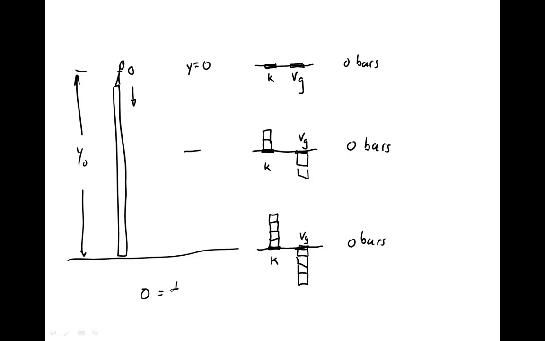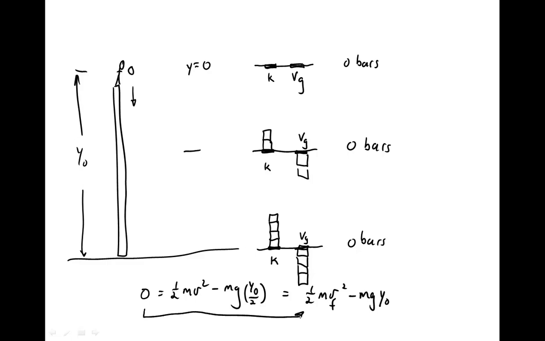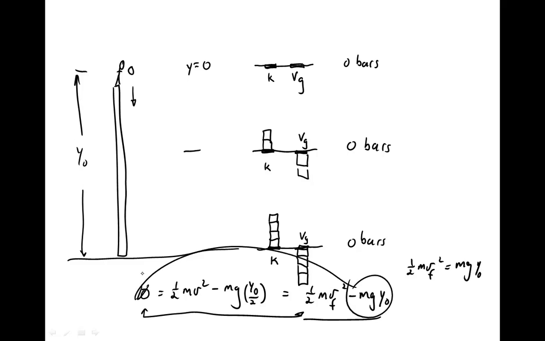Well, if I look at my equation setup, I'm going to have 0, that's at the top, equals 1/2 mv squared minus mg y0 over 2. And that's going to equal 1/2 mv final squared minus mg y0. Well, if I look just at these outside expressions, 0 equals 1/2 mv final squared minus mg y0. That can be reduced then to 1/2 mv final squared equals mg y0 when I bring this term over to this side of the equal sign.